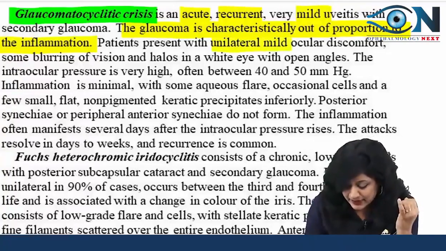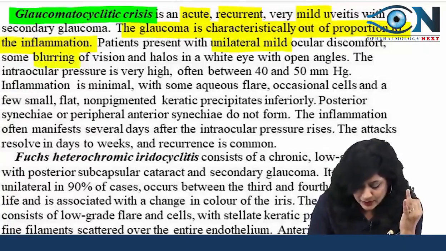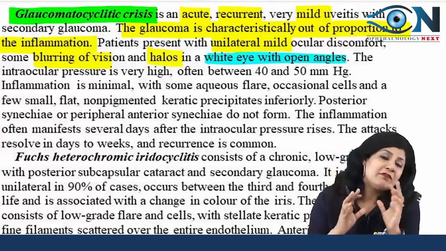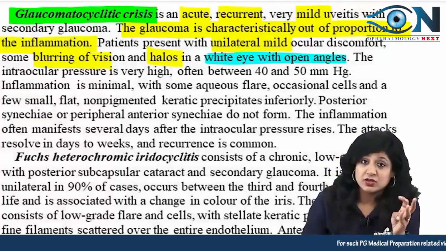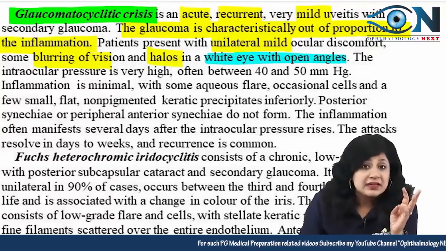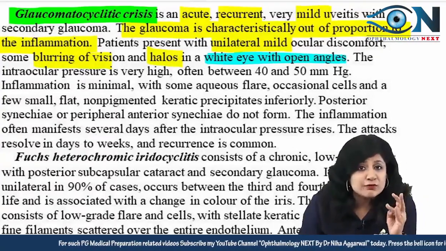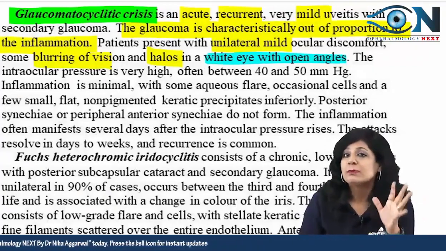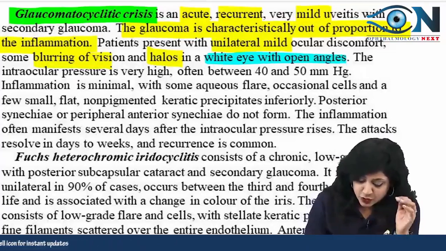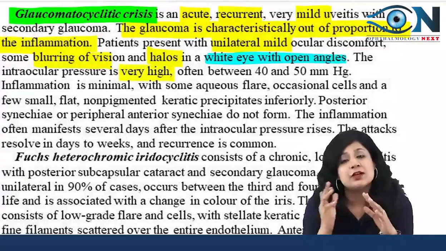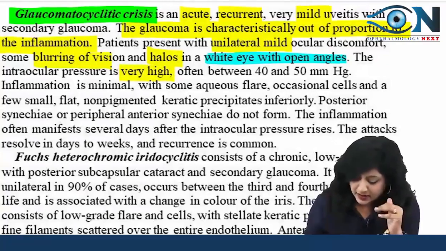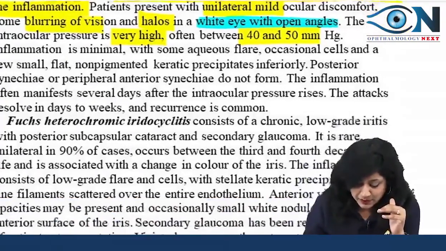We have unilateral mild discomfort, some amount of blurring of vision, and halos, but the important thing is it will be a white eye with an open angle. You are definitely going to have a white eye. So, if you are having inflammation, glaucoma, unilateral mild discomfort, blurring of vision with a white eye, the angle is open, and there is no congestion, probably you are dealing with this syndrome. The intraocular pressure will be very high. Now, can you see the contrast? Intraocular pressure is very high, but the eye is white and the angle is open. It is between 40 to 50 mm of mercury.